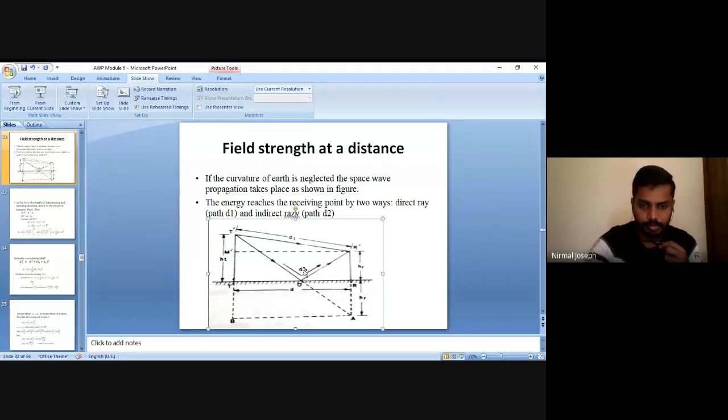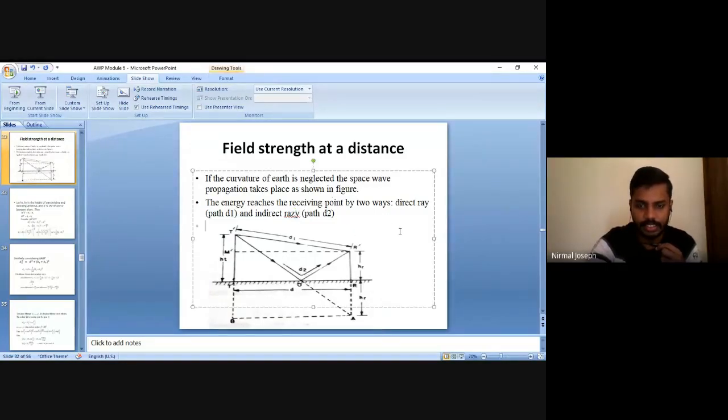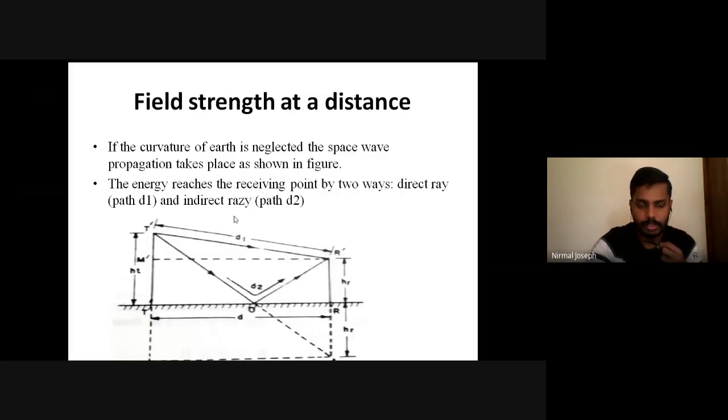So we want to consider the field strength at a distance, which means the field strength at the receiver. The field strength at the receiver we want to derive. That's our aim. The field strength at the receiver will be the resultant of these two waves, one direct wave and one indirect wave. These two waves reach the receiver, and their resultant will give the field strength.